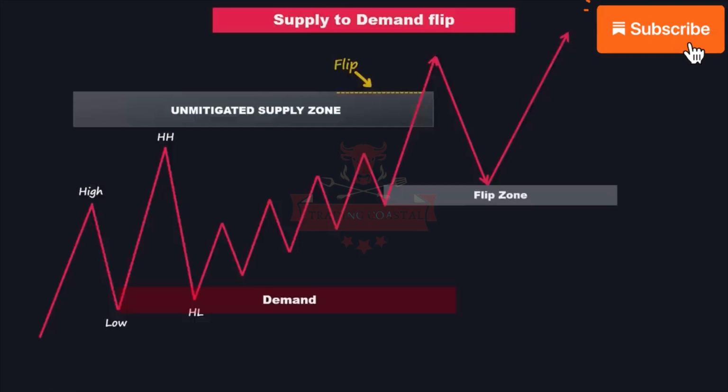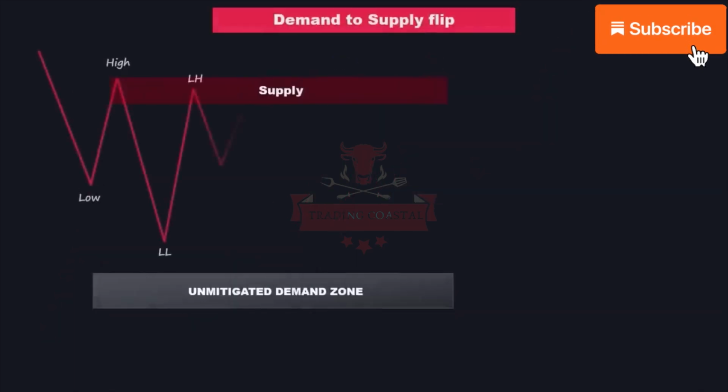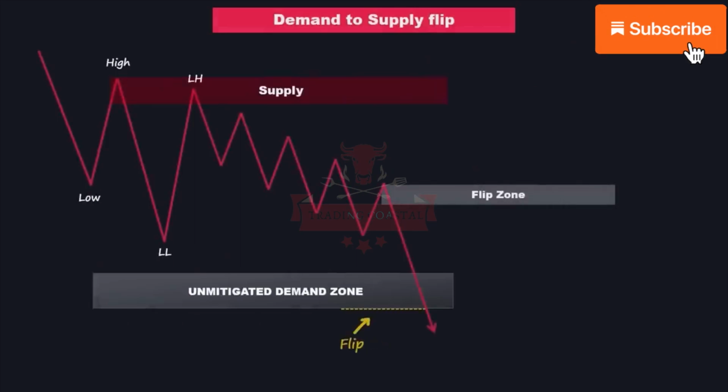The same concepts apply to the demand-to-supply flip pattern as well. In this pattern, the price transitions from a demand zone to a supply zone. This pattern suggests a decrease in buying pressure and an increase in selling interest, indicating a potential continuation of the bearish trend. In this scenario, we have a bearish market where the price enters the extreme supply zone and starts to reverse, continuing its downward movement toward the next unmitigated demand zone.